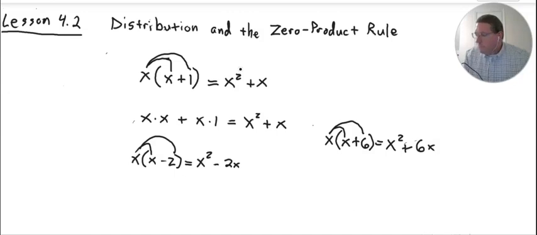We'll do one more. How about x times x minus 9? Okay. And that's going to be equal to x times x is x squared. And x times negative 9 is negative 9x. Okay. And that's it. That's how you distribute in this situation.